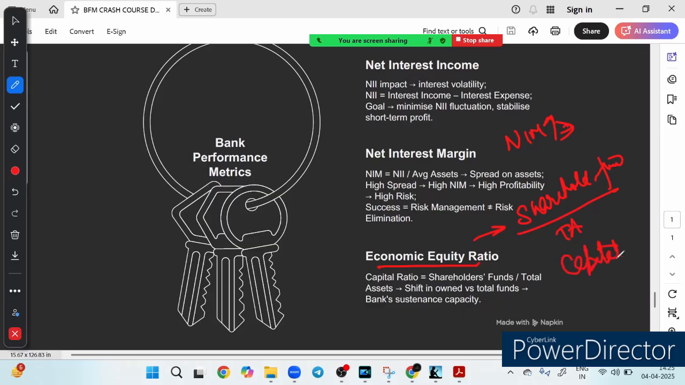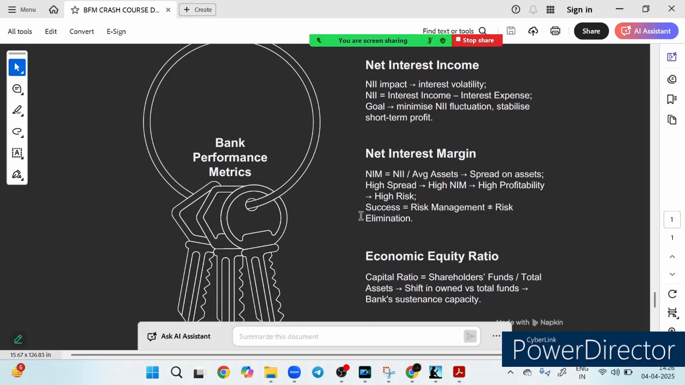Instead of economic equity ratio, we also call it the capital ratio. A strong capital ratio means the bank can handle financial shocks better, because more investment is coming from shareholder funds. But a bank with a low capital ratio is more vulnerable to financial crisis. Simply put, this ratio tells us how financially stable a bank is. So to evaluate a bank's performance, we look at NII, which means how much a bank earns after paying interest. We look at NIM, which means how efficiently a bank profits from its assets, and we look at EER, the economic equity ratio or capital ratio, which shows how strong and self-reliant a bank is, right? That is the bank performance metrics.